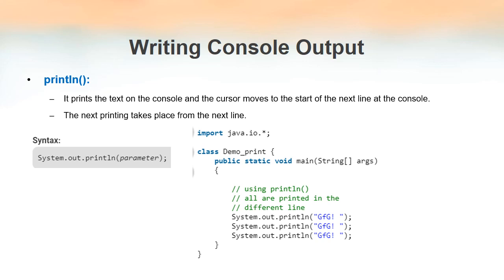This is the same example that we have seen before, but the only difference is the method we have used is println. If you execute this program, we will get the output GFG exclamation in three different lines because we have used the println statement. So after printing this line, the cursor will move to the next line on the console. So this second line of code will be printed on the second line. That is why this GFG exclamation is coming down, and the next one beneath it. I hope you understood the difference.